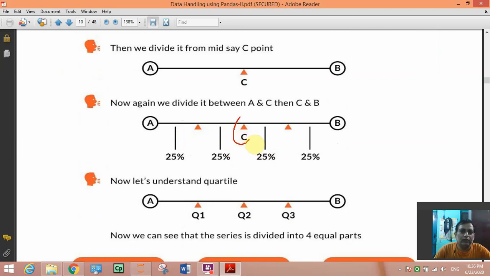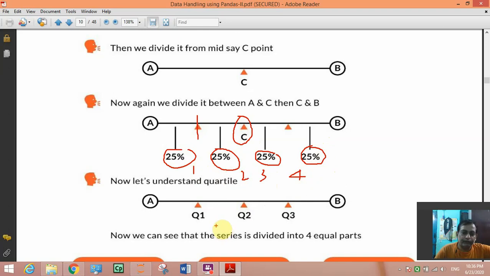Here C is the 50%, and this 50% is again divided in two parts, then it is 25%, like that. Here also, from C to B, two parts are there, that is 50%. So this is the first quartile, this is the second quartile, this is the third quartile, this is the fourth quartile. All quartiles represent 25% of data.